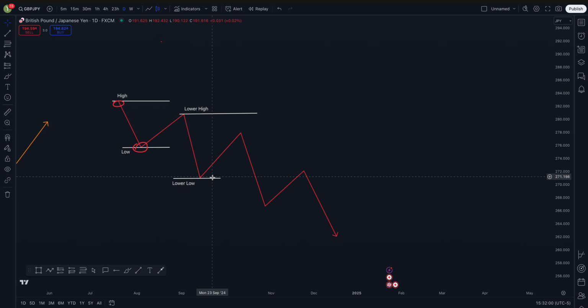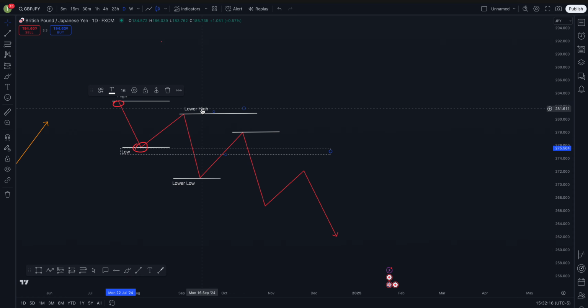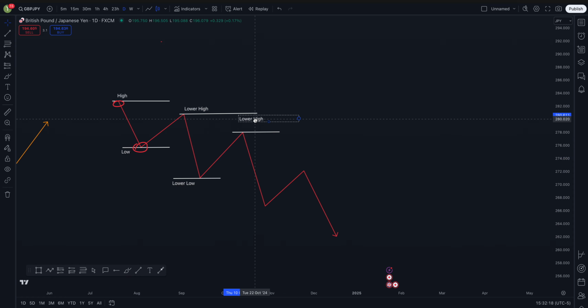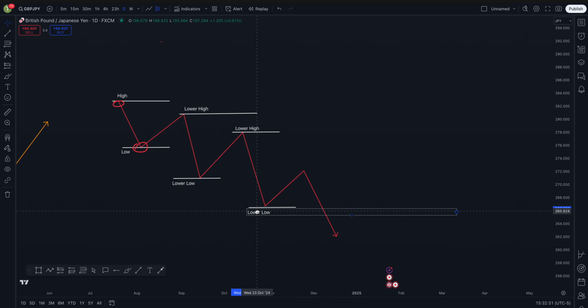And then, after it created that lower low, it starts to pull back again. But it didn't break this high or this high. It maintained this level below here. This now becomes another lower high. Price gets exhausted again, comes down here, and now this becomes another lower low. Price gets to a point where it's exhausted again and it starts to pull back.